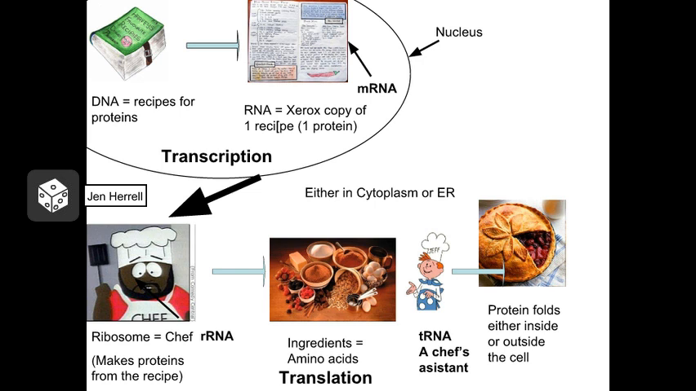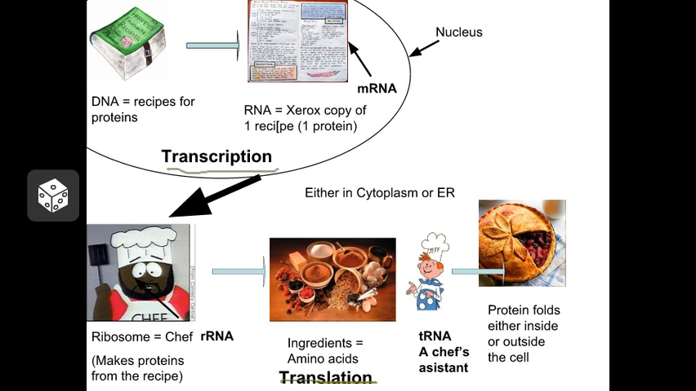To help you understand this overall process, I have this really silly analogy. Let's say that instead of a protein, what you actually want to make is this delicious pie. Pies are kind of complicated to make, so you're going to need to approach this in two stages. First, you need to get the recipe. That process is called transcription. And second, you need to build the actual pie. That process is called translation.